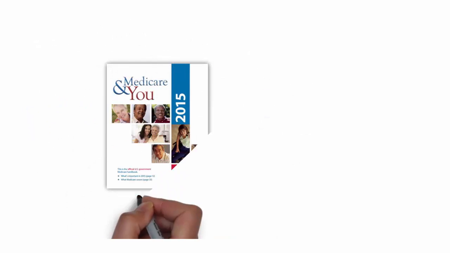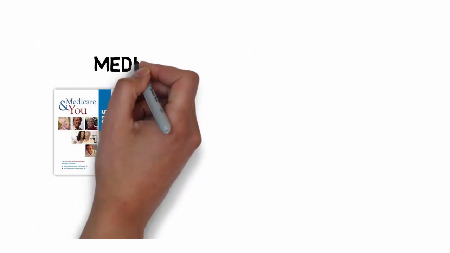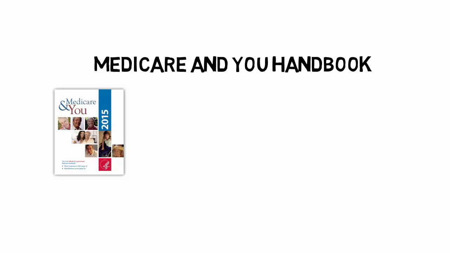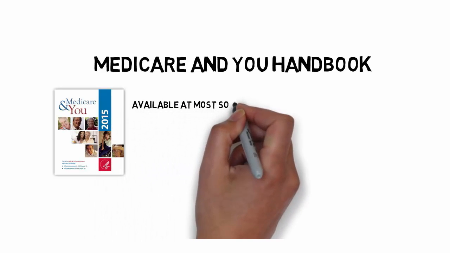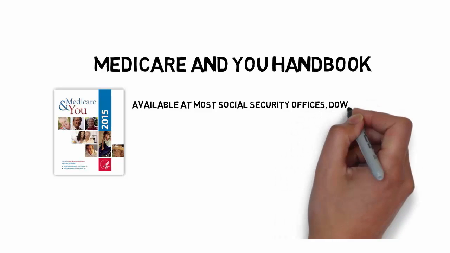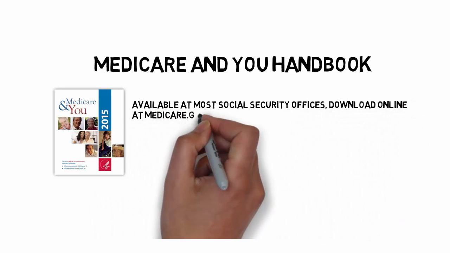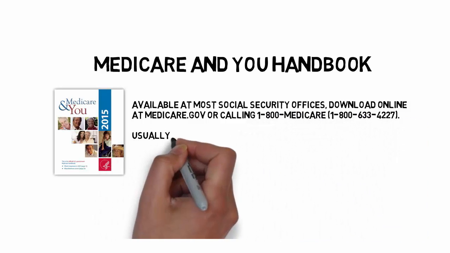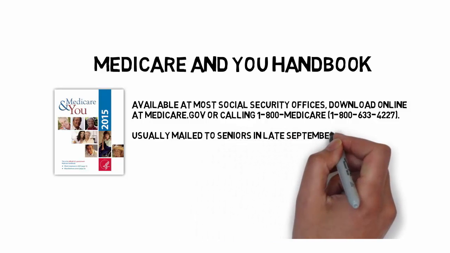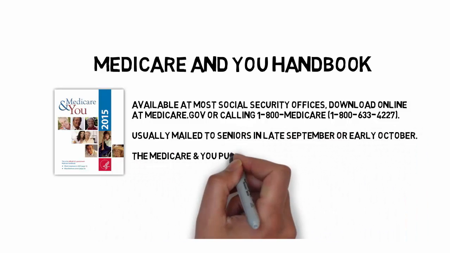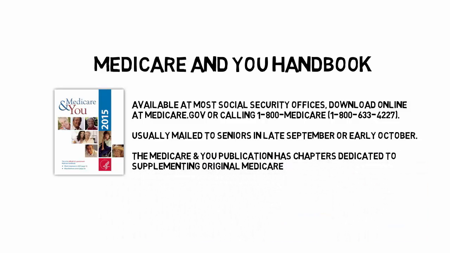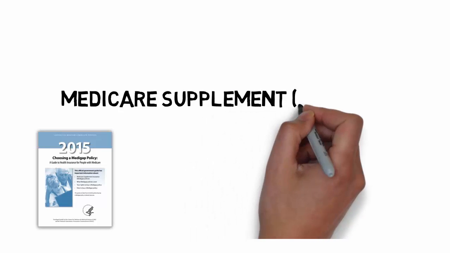If you haven't ever seen the Medicare and You handbook, this is what it looks like. So how do you get one? Well, they're available at most Social Security offices, and you can download it online, or you can call Medicare at 1-800-MEDICARE and have them send you one in the mail. Also, they are usually mailed to Medicare beneficiaries every year, late September or early October. This handbook has chapters dedicated to Medicare Advantage plans, Medicare Supplement plans, Medicare Part D prescription drug plans, and Original Medicare itself.